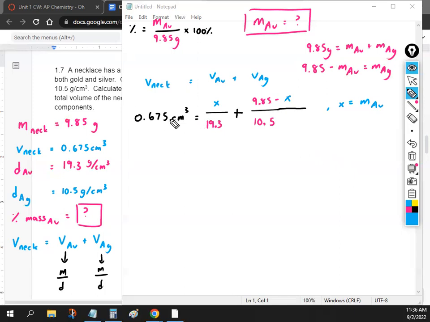Now, the left side we can kind of leave alone for right now, because the ugly part is on the right side. So what we're going to do on the right side is we're going to have to combine these two fractions. Okay, anyone know how we can combine these two fractions? I want to take a shot. Yes.